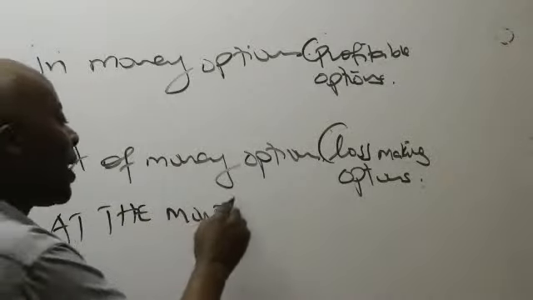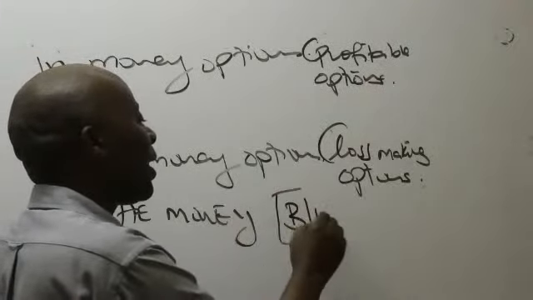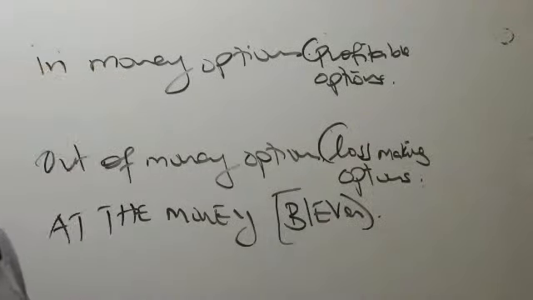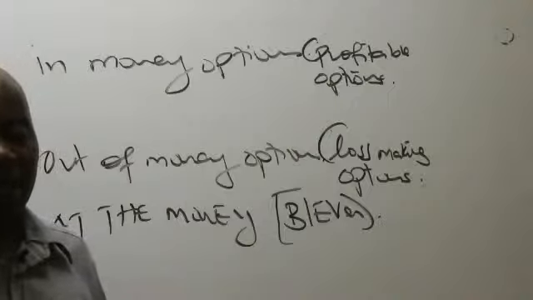At the money options, these are those options in this case that are able to break even. At the money, they're able to do what here? They're able to break even.